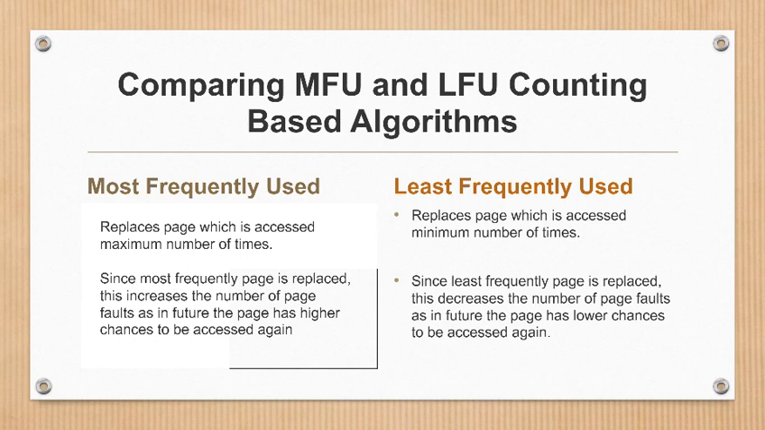In the most frequently used algorithm, since the most frequently used page is replaced, this increases the number of page faults, as in future the page has higher chances to be accessed again. In the least frequently used algorithm, since the least frequently used page is replaced, this decreases the number of page faults, as in future the page has lower chances to be accessed again.